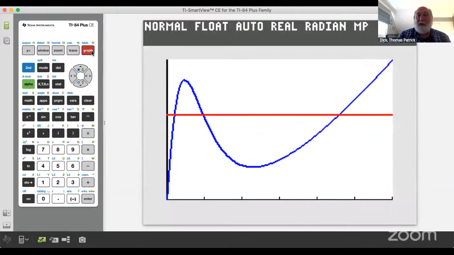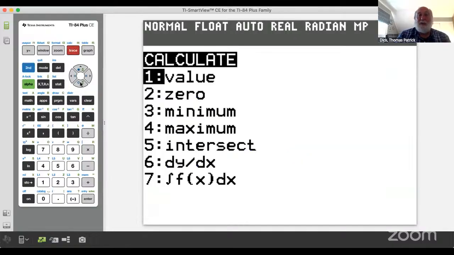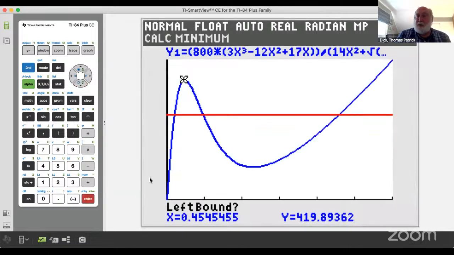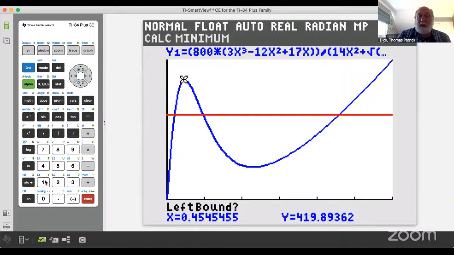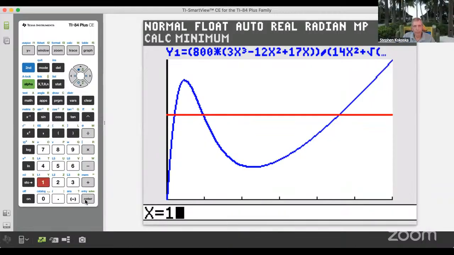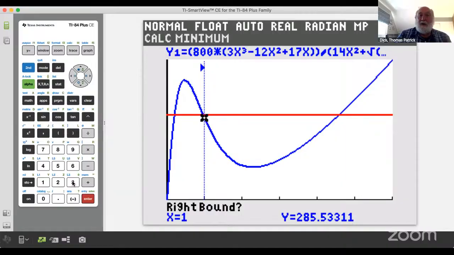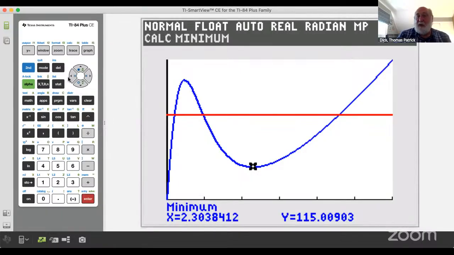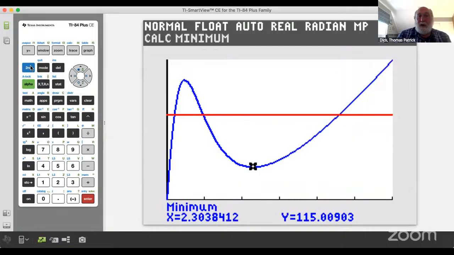We can go back to the graph and this time calculate a minimum. Our left bound, this was between 1 and 3. So let me enter a left bound of 1 and a right bound of 3. And I'm just going to type in 2 for my guess, halfway in between. And it homes in on the minimum there. That's that 2.303.